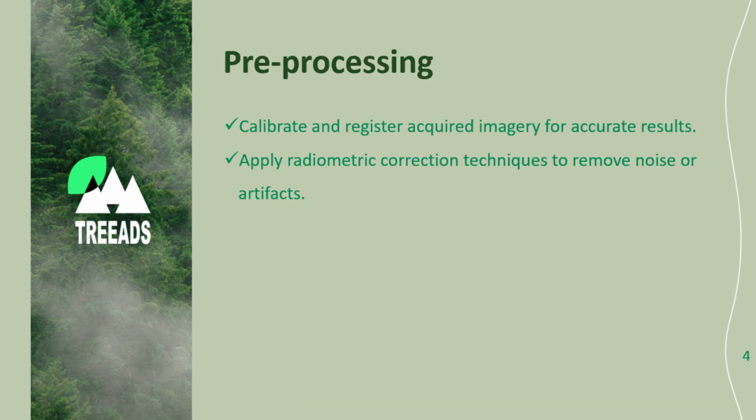Pre-processing. Before mapping and assessing burned areas, it is important to calibrate and register the acquired imagery to ensure accurate and reliable results. Apply radiometric correction techniques, such as histogram matching or atmospheric correction, to ensure consistency and remove any unwanted noise or artifacts in the imagery.